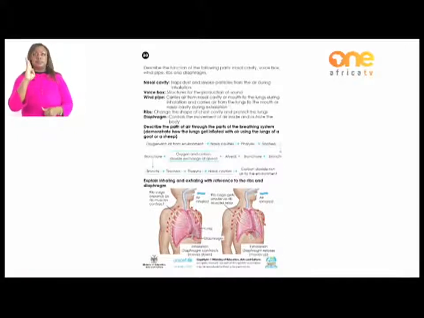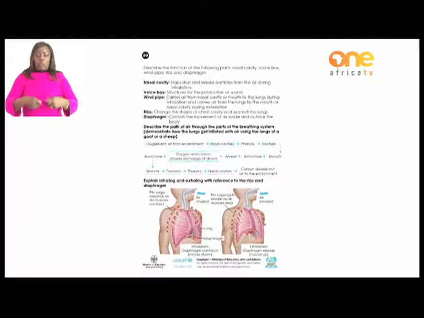The ribs are there for protection, to make sure that whatever hits you on the sides or from the back or from the front doesn't harm the inside part of your chest, which is the lungs. And then also to make sure that when you are breathing in, it shapes up our chest so that the accommodation of the air that we breathe in is enough.